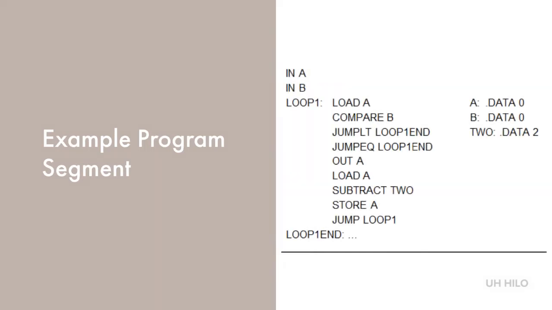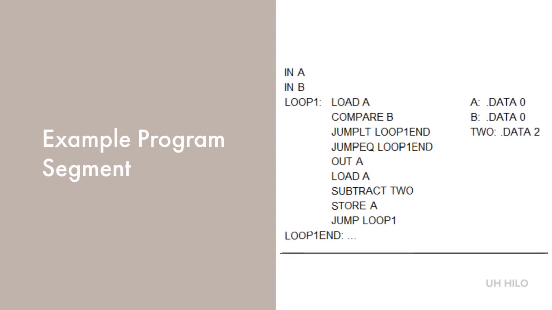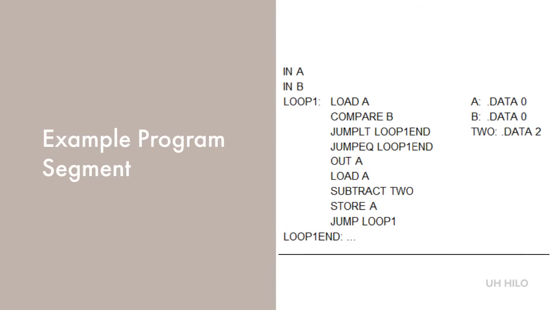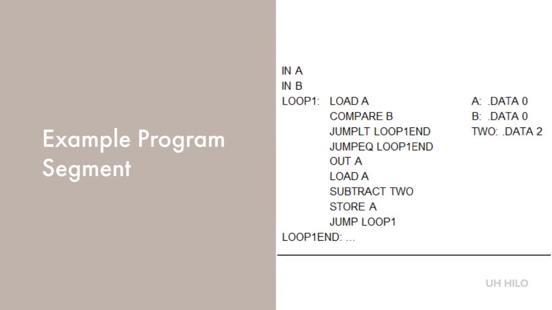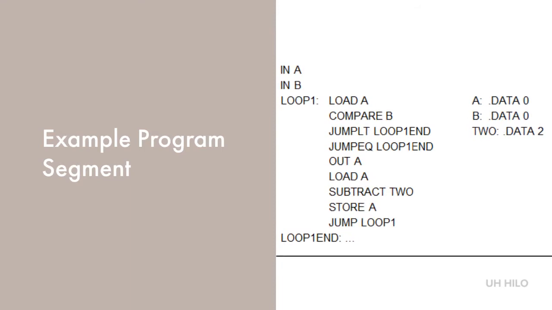This is another example fragment. In this fragment we get input values for a and b. While a is less than b, we output a and then subtract 2 from the value of a. You can see the labels as symbolic addresses to start and end the loop. As with our previous example, we locate the data after the halt instruction, but before the .end pseudo-op.